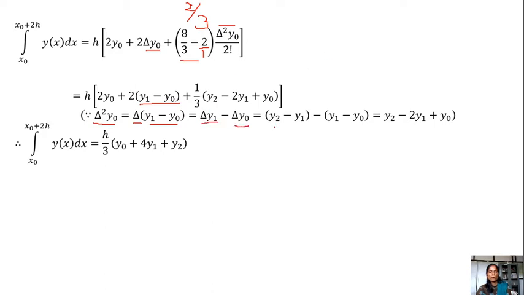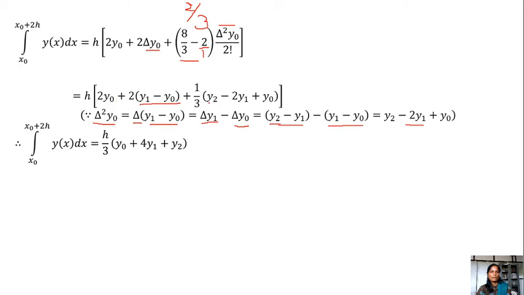So what is delta y1? Succeeding minus preceding. The one after y1 is y2. So y2 minus y1 is your delta y1 and this is your delta y naught. Simplify this. You will get y2, this minus 1 times y1, and this is minus 1 times y1, which becomes minus 2 times y1, and the minus minus becomes plus, so plus y naught. So this is your delta square y naught. Simplify this. You will get h times 2 y naught, then 2 y1 minus 2 y naught.